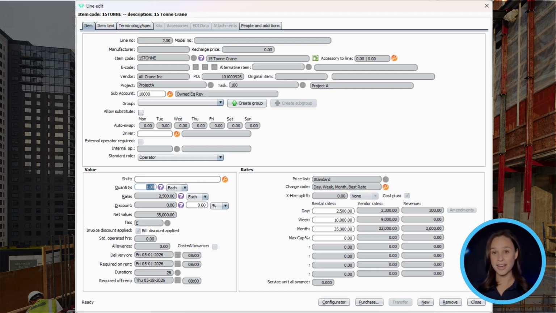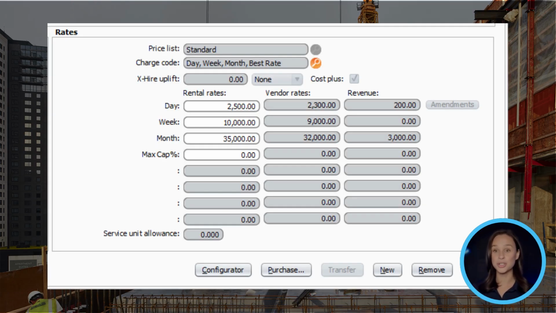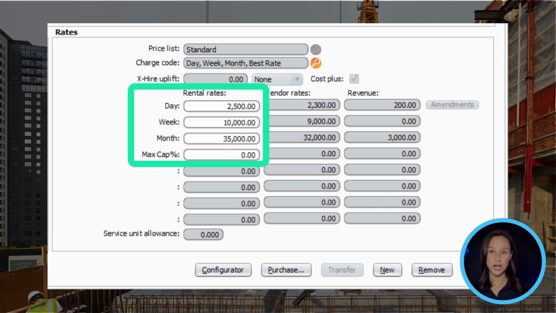In the bottom right area of the screen within the control center, you'll see the rates section. This area shows both the customer-facing rental rates and the vendor rates tied to this item. For this crane, the rental rate is set at $2,500 per day, $10,000 per week, and $35,000 per month.